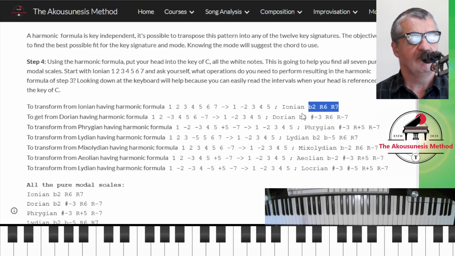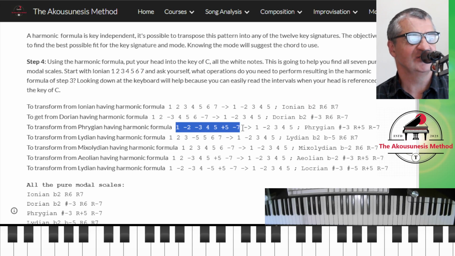So by finding a key signature of best fit, we want to look here for the ones with the least amount of operations for the best fit. So let's keep on going and we'll do each one. Let's look at Phrygian. There's the formula for Phrygian. We just compare it with where we want to get to.